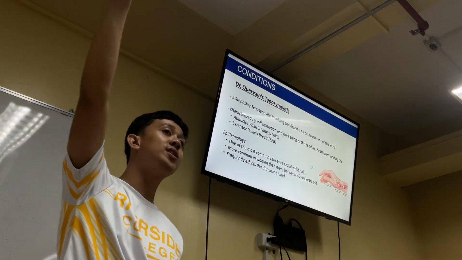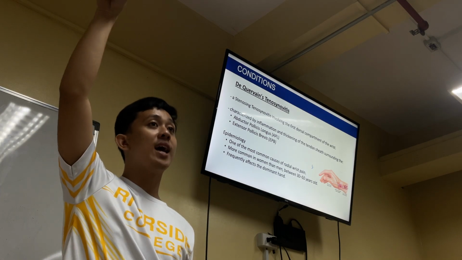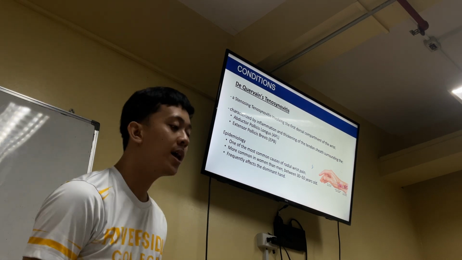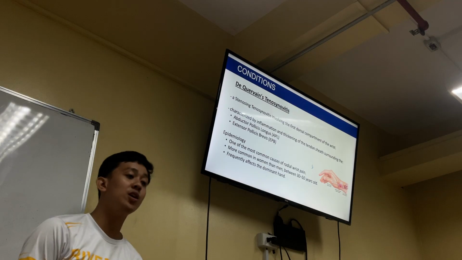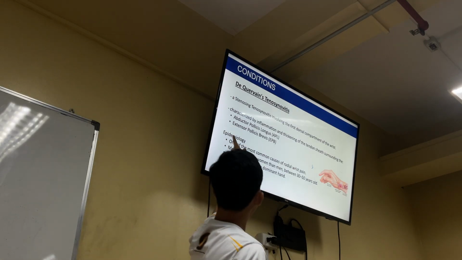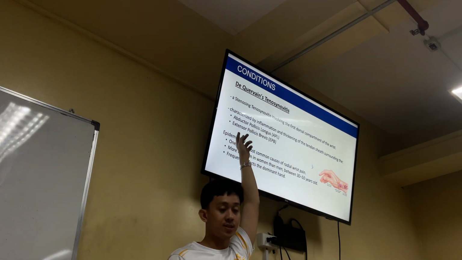It's because extensor tunnel 1 contains the APL and the EPB. APL, APL, EPB, right? Because in De Quervain's or stenosing tenosynovitis, the inflammation is in your abductor pollicis longus and extensor pollicis brevis.